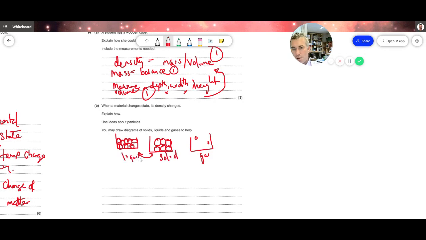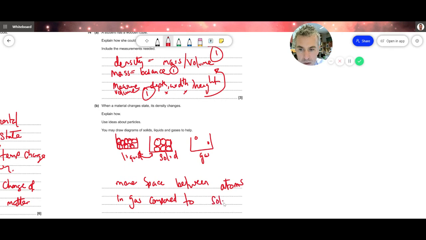And basically, we have more space between atoms in gas compared to solid and liquid. 4 marks.